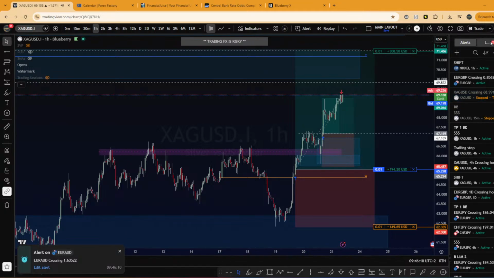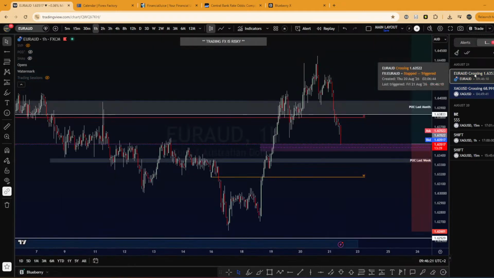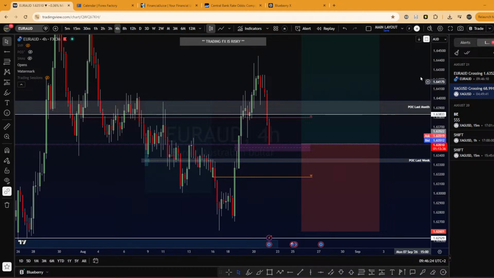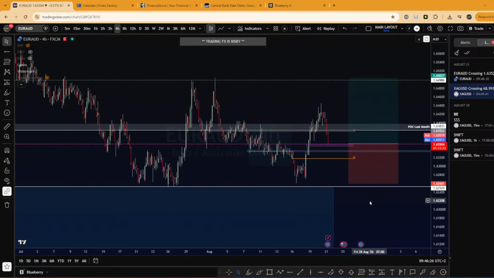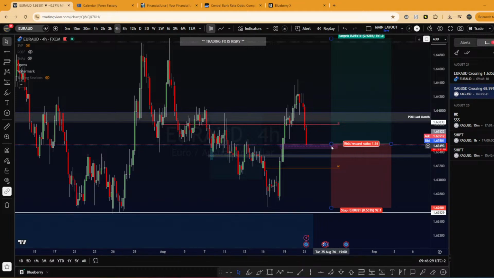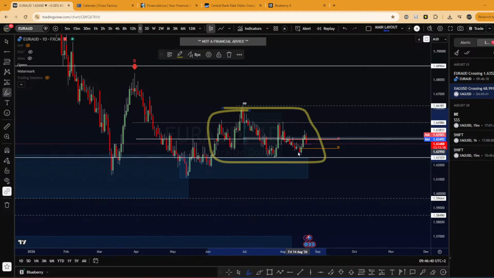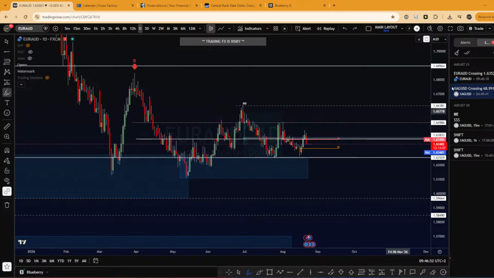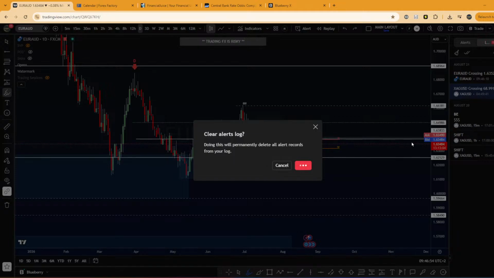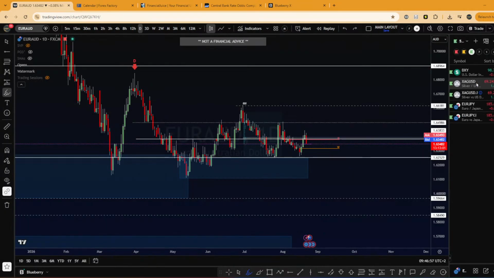This alert was on EURUSD. So EURUSD is not on my list right now. I don't know why, probably it was an alert that I left here. But right now it is very messy. EURUSD for me is a range. I need a clean breakout of the range, either this high or even lower, to be able to take a decision right now. So let's clear this alert. Not interesting.